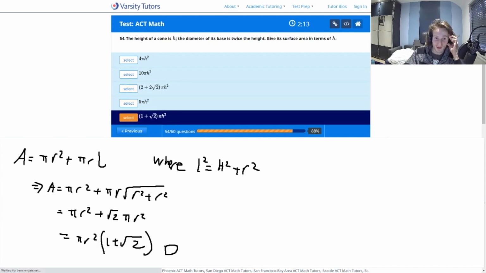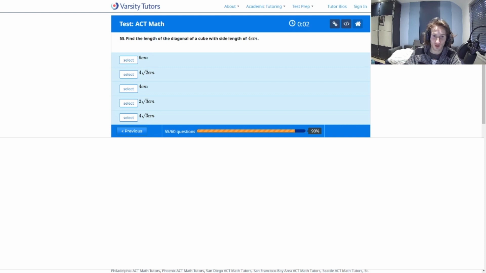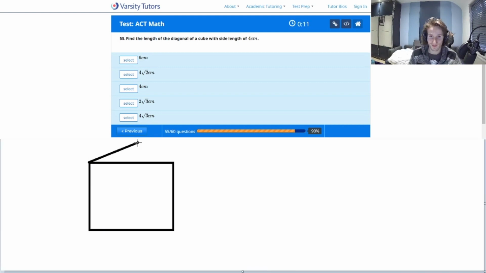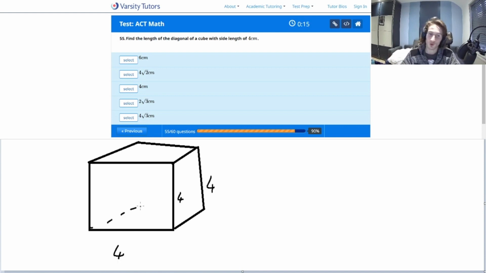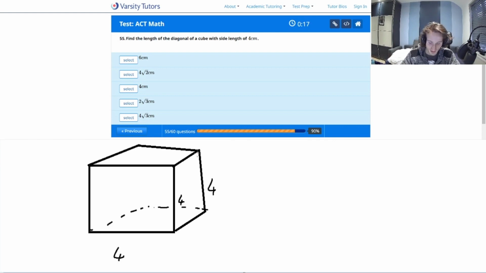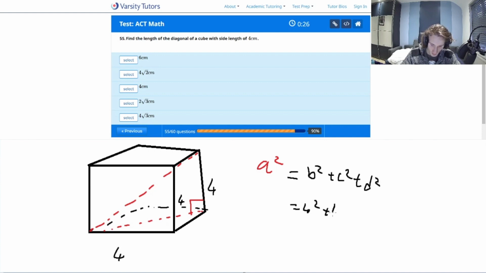That one then, sure. Find the length of a diagonal of a cube with side length 4 centimeters. I'm assuming it's from the length, yeah, okay. So then it's going to be 4 squared plus 4 squared. Oh yeah, so it's going to be 4 root 2 all squared, plus 4 squared, and then root that, 4 root 3.